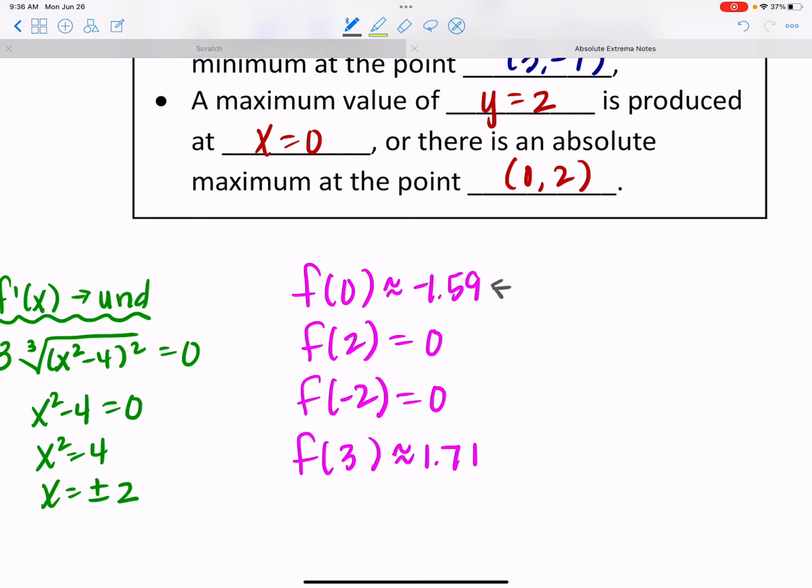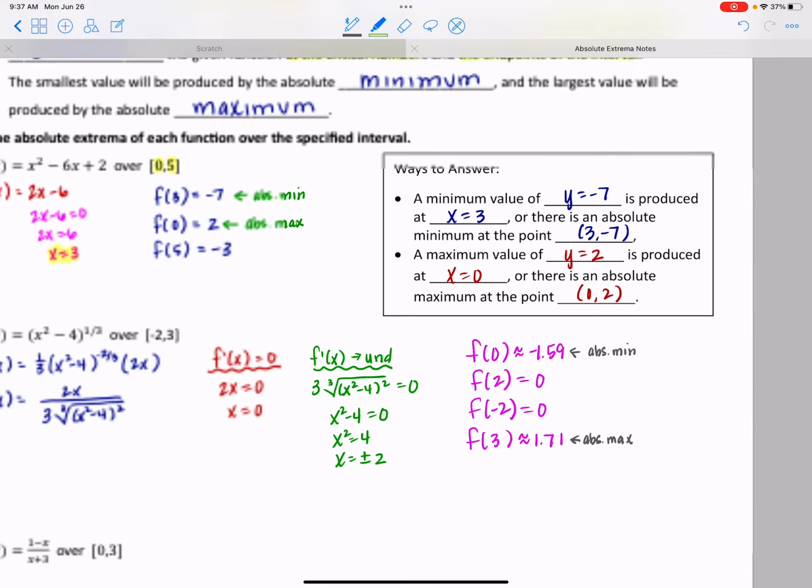So this is my minimum output here, which means I have an absolute min at the point 0, negative 1.59, or at x equals 0, or an absolute minimum value of negative 1.59. And then this is the maximum that's produced. So here's my absolute max. So I can say I have an absolute max at the point 3, 1.71, or a maximum value of 1.71, or a max at x equals 3. So all those different ways we can answer, but these are the results.